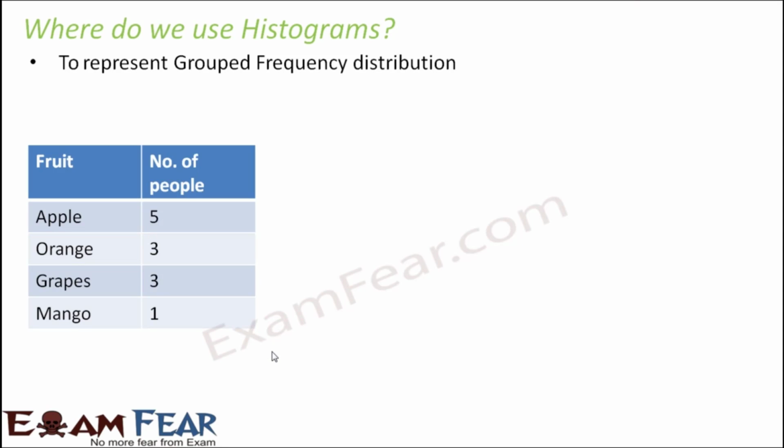Now another interesting term that is being used for these rectangular bars of the bar graphs is histograms. So what are histograms? These are nothing but the rectangular bars of the bar graph. So when we draw the bar graph, we were drawing the rectangular bars. Those rectangular bars are called histograms.